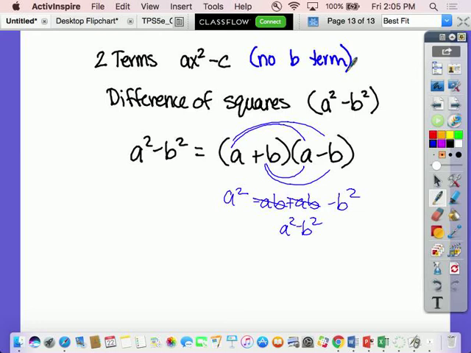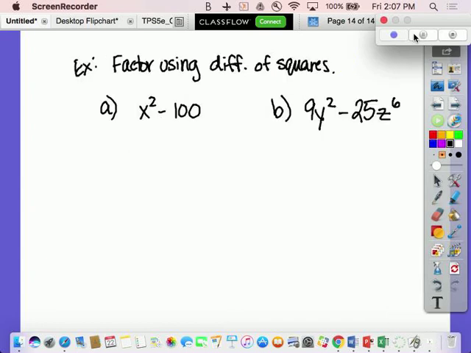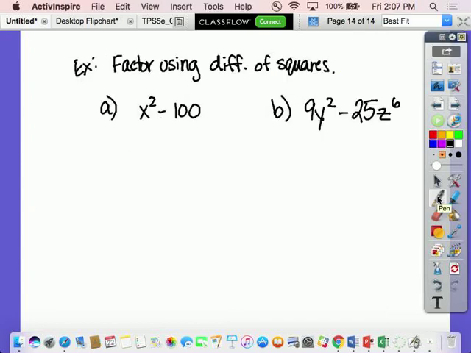All right, so let's do an example with difference of squares. Our next type of special case is difference of squares. Here are our examples. We have x squared minus 100. X squared is a perfect square. What's the square root of x squared? X. So you're going to start each one of them with x.